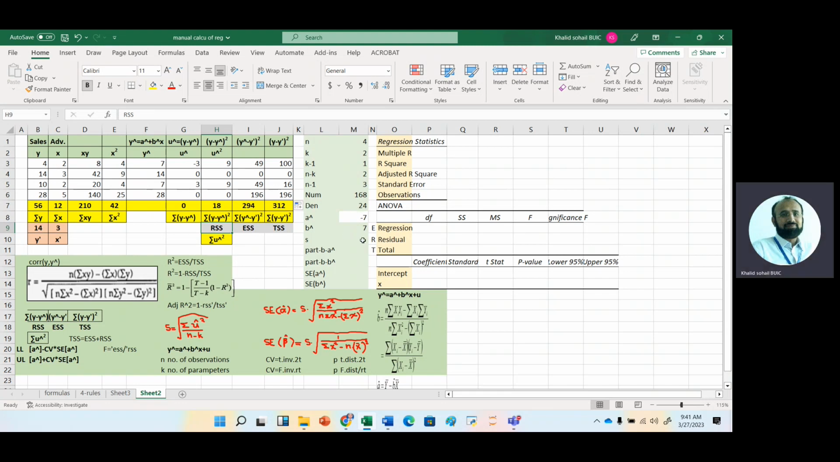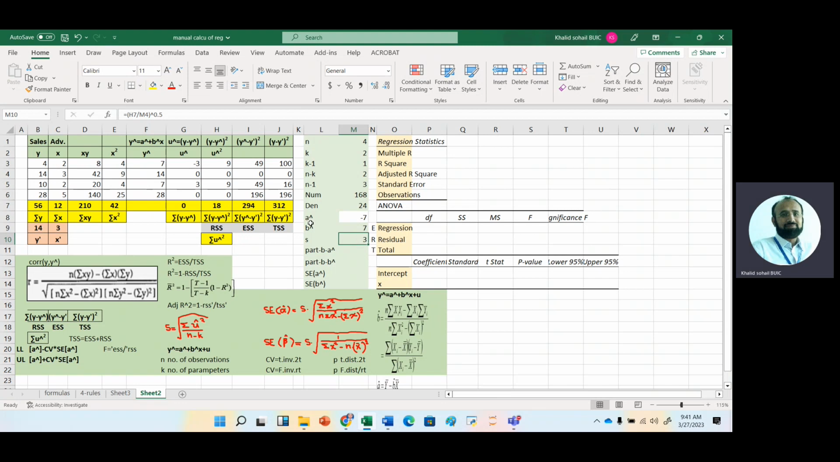Now after that, we will calculate S, and S is calculated with the help of this formula by taking its square root. Now in the numerator, we have RSS divided by n minus k. We had already calculated this one, and we will take its power 0.5. So here we have S.